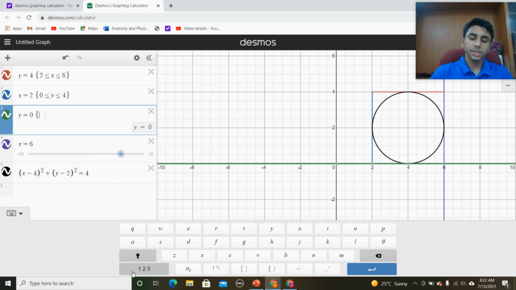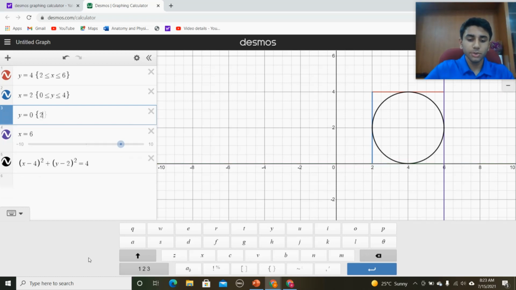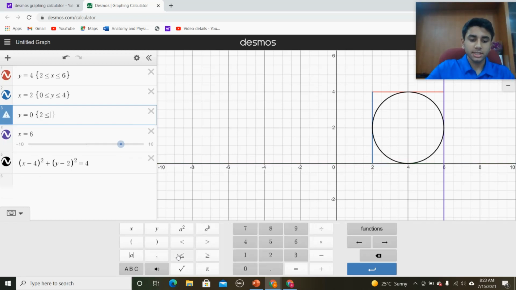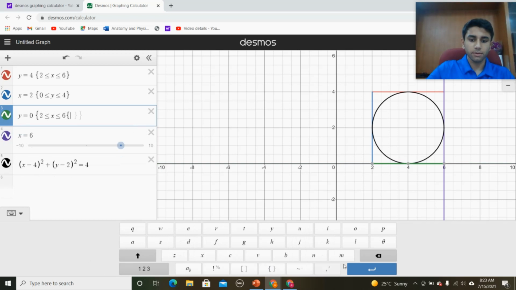And then for y equals 0, we know that it has to be between 2 and 6 to get that 4 units on the very bottom. So we're going to put a constraint. 2 is going to be less than or equal to x is less than or equal to 6. And then, of course, we'll also close that off.